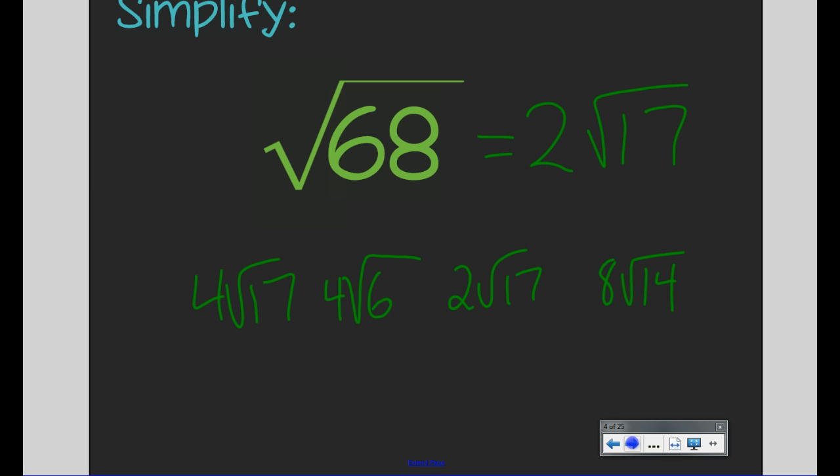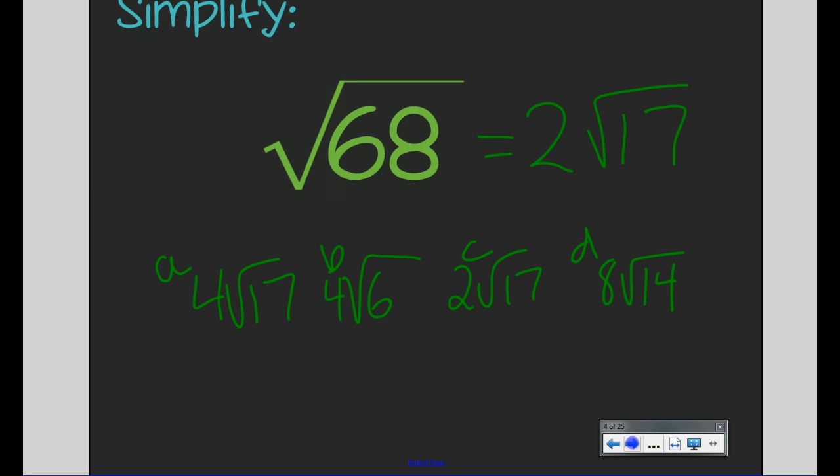Okay. All the others are wrong because they're not simplified. Well, this is the right answer. This is simple. They're all simplified, actually. Okay, but I'm glad you're checking for that. A, B, C, D. So, if you don't know how to factor tree, how do you pick the correct one?